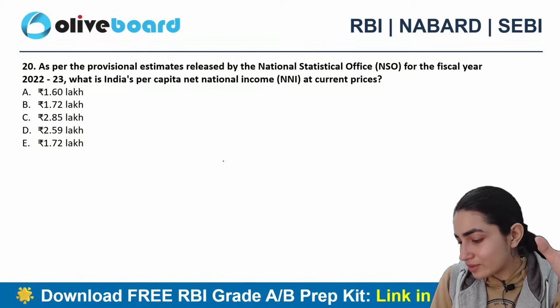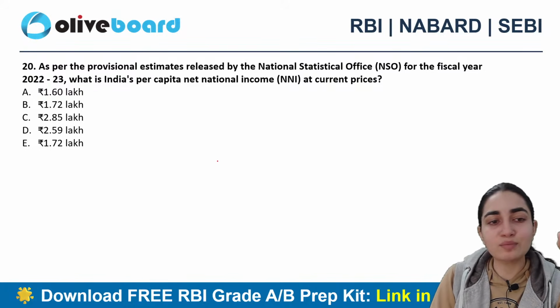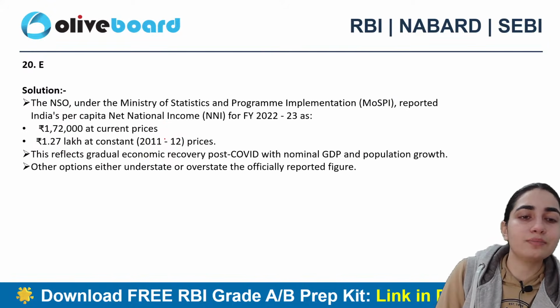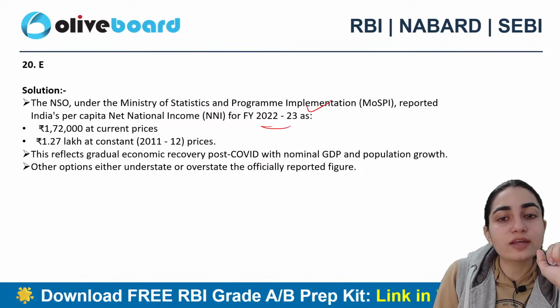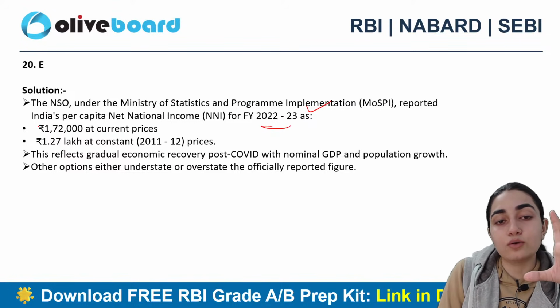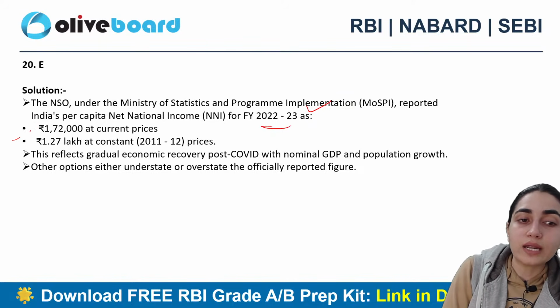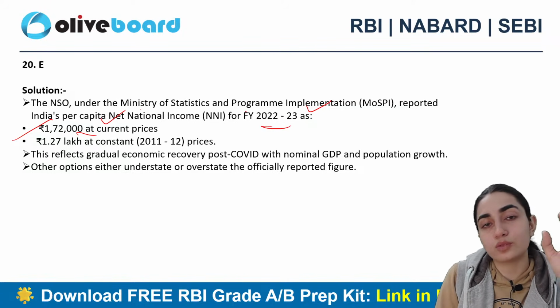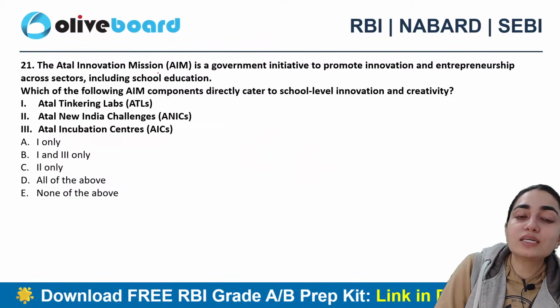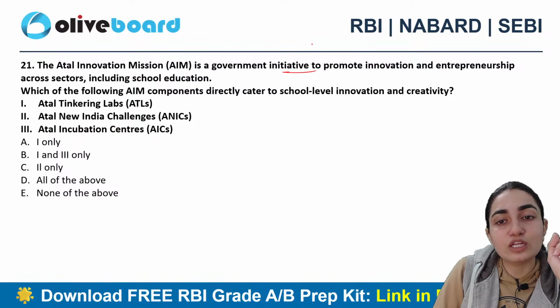Alright, so I don't think that most of the people would be remembering it, but still telling you, E becomes the correct answer, and that too at that particular period of time, right? So in the financial year 22-23, the current price, when I talk about the NNI here, that used to be 1,72,000 itself at the current price, right? So that becomes important.